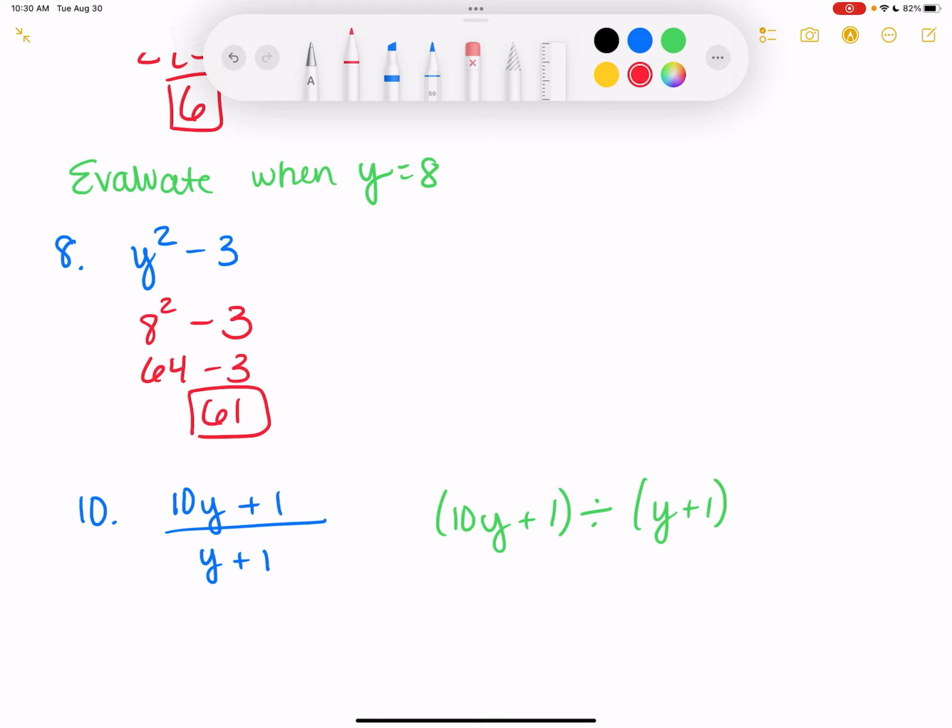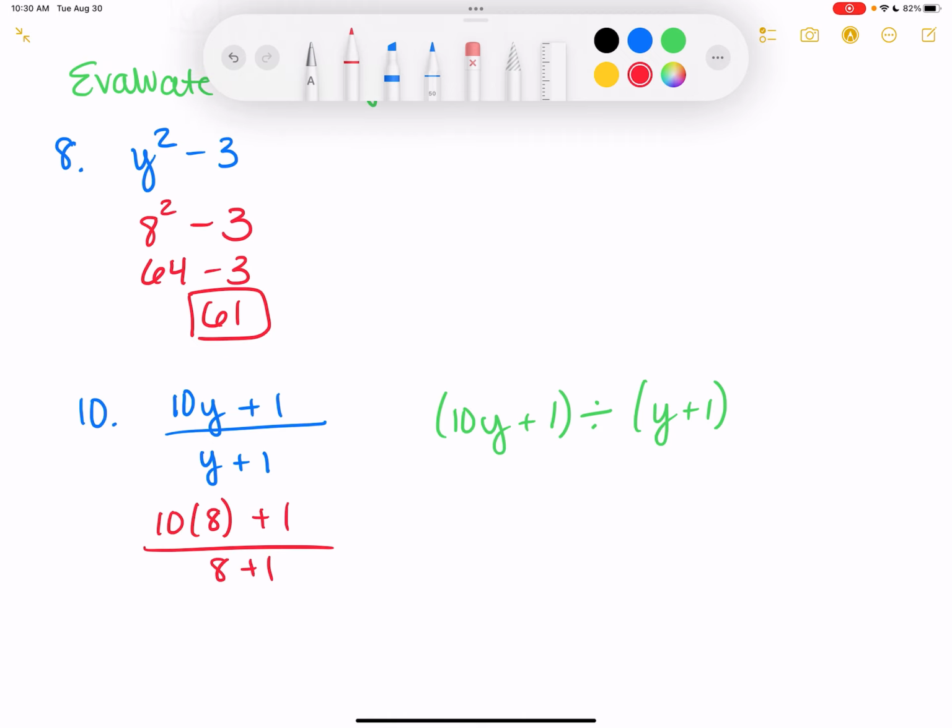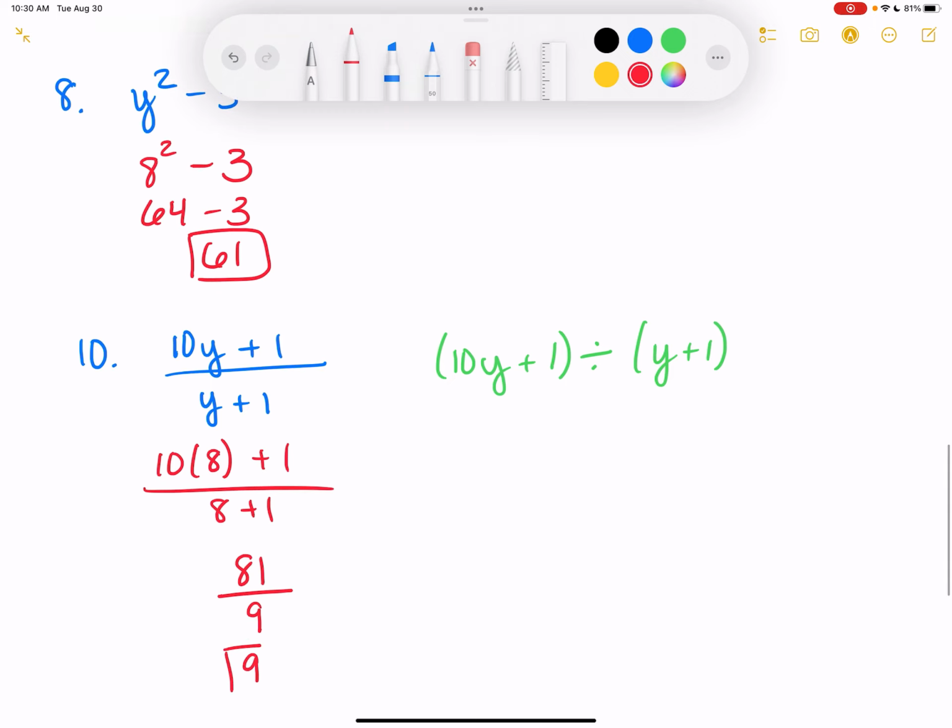So still have y is equal to 8, so we're going to replace these two y's with 8. So 10 times 8 plus 1 over 8 plus 1. So then on top, 10 times 8 is 80, and I'll go ahead and just add the 1, so that's going to be 81 over 8 plus 1 is 9, and then we can do 81 divided by 9, which is just going to be 9.